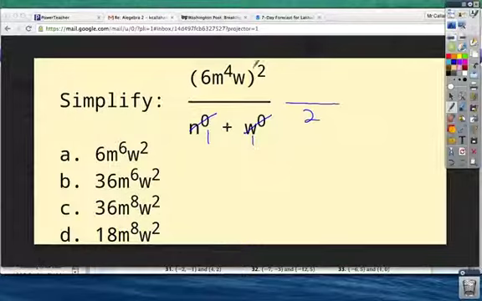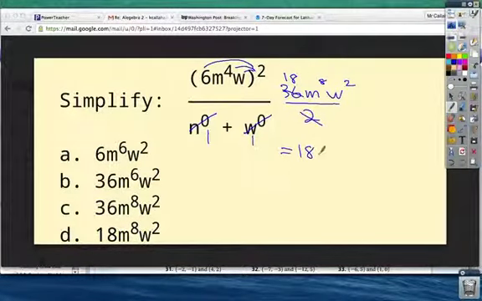Okay, now we're going to do like we did in the last problem. We're going to distribute the 2 onto the 6, onto the m to the 4th, and onto the w, which is going to give us 6 squared, which is 36. M to the 4th squared is m to the 4 times 2, m to the 8th, and w squared. And then because 2 goes into 36 18 times, this should be 18 m to the 8th w squared. And is that here? Here. Letter D.